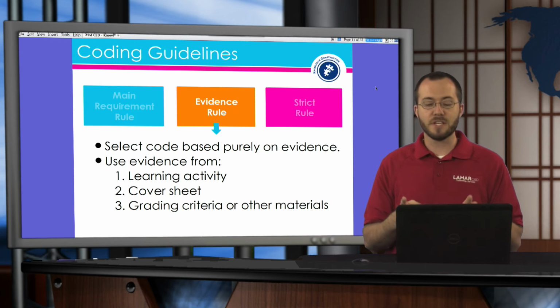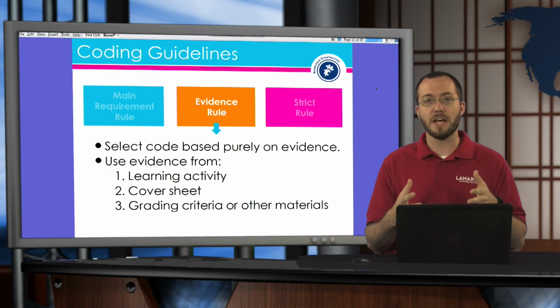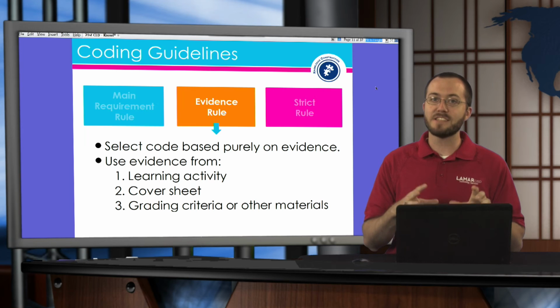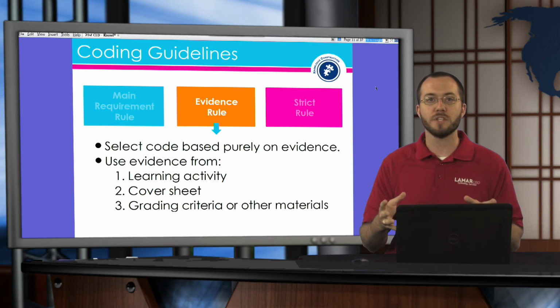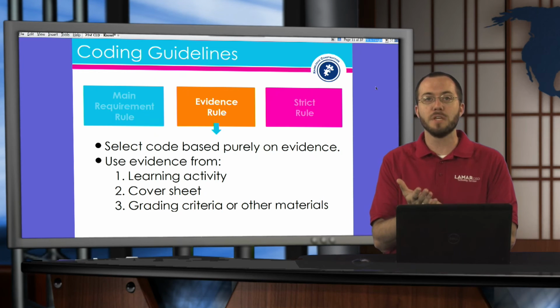Your second option is a cover sheet. A lot of our lessons will have a summary, like an executive summary of that lesson. You can pull evidence from there. The third option is any supplemental materials, including grading materials, handouts, worksheets, what have you. You can pull evidence from any of those locations, but it must be black and white.